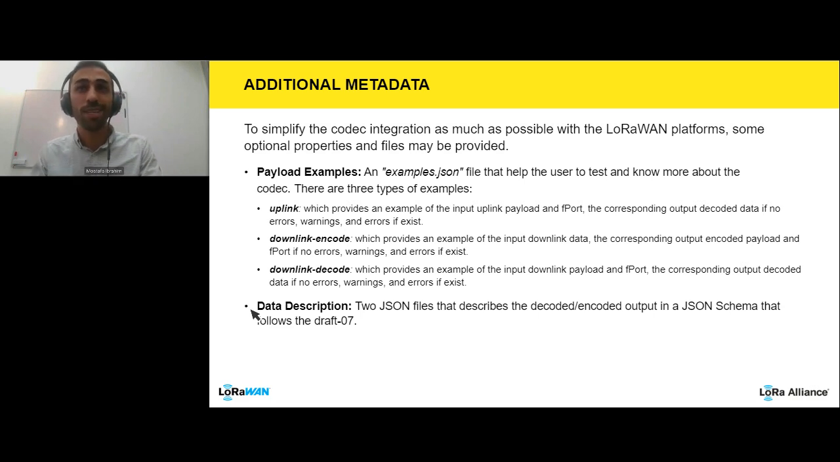The data description, we have already mentioned that the data that will be output from a codec is really open. It's an open object, a decoded view of payloads in a JavaScript object that is, by construction, a JSON object. So there is a direct one-to-one mapping, no problem. But we don't know what's inside. So, in order to ease the integration with the platforms, a description of the structure is recommended to be provided using a JSON schema. And here we have chosen draft version 7 of the JSON schema.